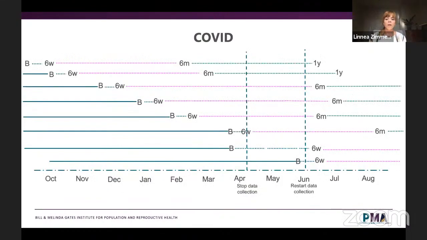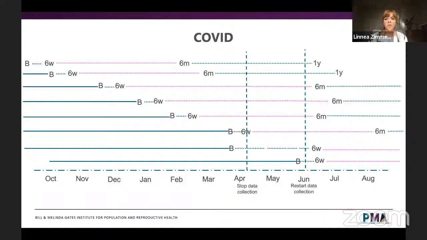I just want to highlight a little bit how this issue of continuous data collection comes into play. So in April, the Federal Ministry of Health instituted a state of emergency in response to COVID-19. And we halted data collection. And then we restarted data collection in June. And that was done after consultation with the Federal Ministry of Health and IRBs. So we had from about April to June a time period where we were not collecting data. And so we used that opportunity to modify the questionnaires for our 6 week, 6 months, and 1 year survey to include some additional questions about COVID-19.